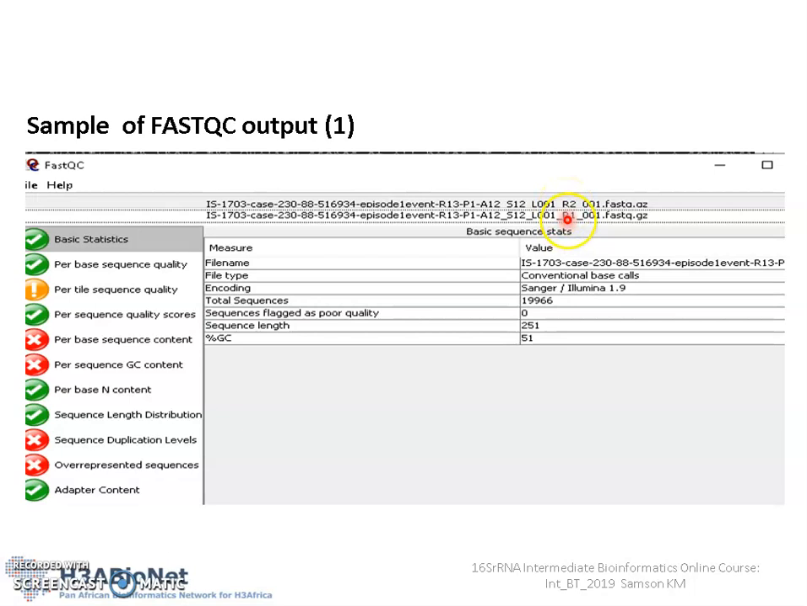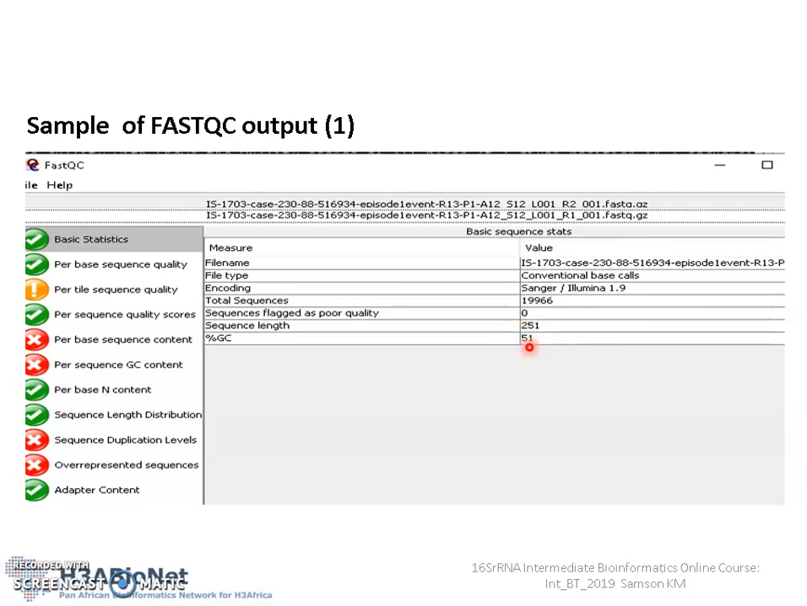Then it gives you the basic statistics about the sample, where for instance you can see here the file name or the sample name, and the file type is conventional base calls. The encoding in this case was Illumina, and the total sequences per that sample is 19,096, almost 200,000. And the sequences flagged as poor quality is 0. The sequence length is 251 and the GC content is 51. This gives you an overview of the quality of the sequence that you have processed.